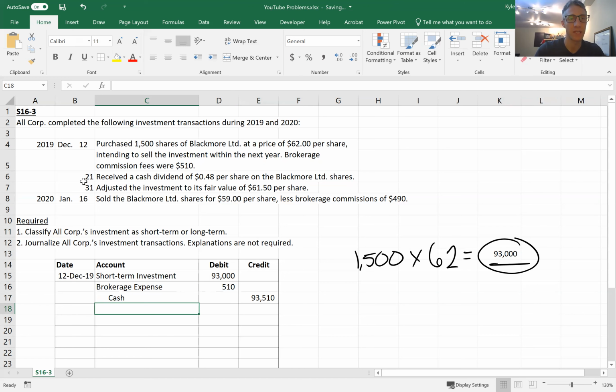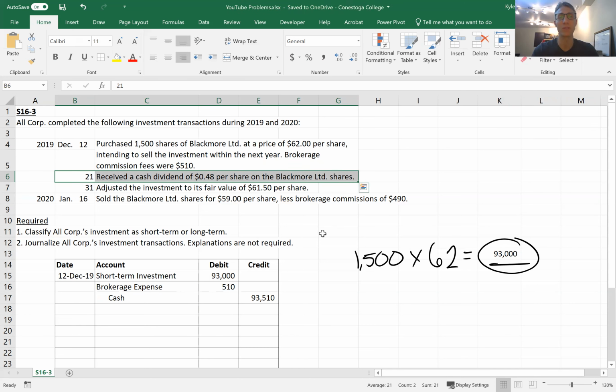Then let's see what happens next. On December 21st, they received a cash dividend of 48 cents per share on the Blackmore Limited shares. All right, so we know that investors buy shares really for an appreciation in share price or to receive dividend payments. They're looking for income. Not fixed income, because fixed income refers to bonds, but they're looking for an income stream in the form of dividends. So here they received a dividend in the amount of 48 cents per share.